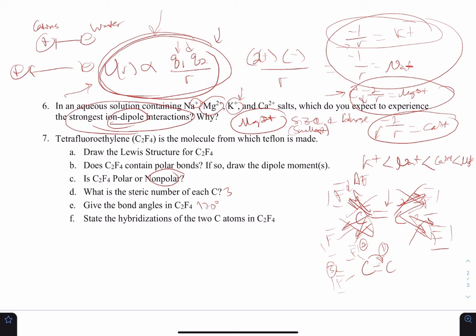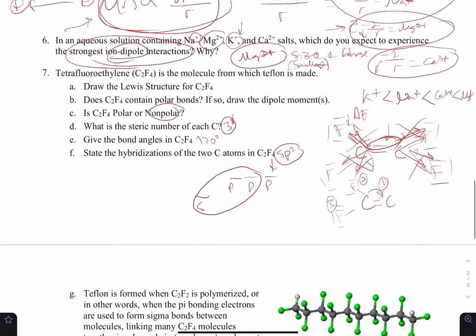Okay, F says state the hybridization of the 2 carbon atoms in C2F4. Well, if my steric number is 3, I don't even need to look at the rest of the structure. I know that they're both going to be sp2, because the steric number told me I needed 3 orbitals to hybridize, and I have available to me one s and 3 different p orbitals. I need 3 total, so I'd take an s and 2 p's to make that. And then I'm left with this unhybridized p orbital, which actually is what makes my double bond here. So this is going to be sp2 hybridized.